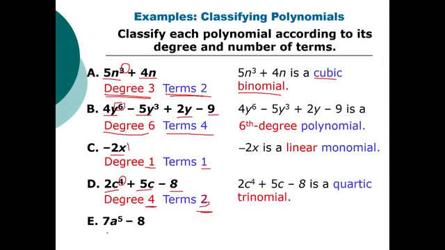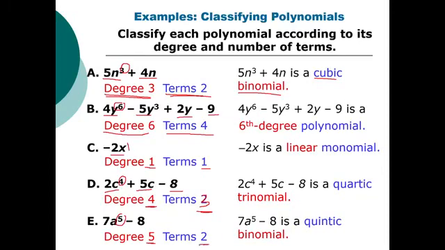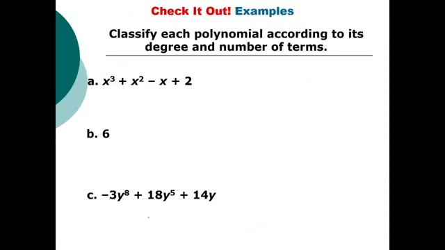And for letter E, 7a raised to 5 minus 8. The degree is 5, and you have 2 terms. So this is a quintic binomial. That's totally right. Let's have more examples. It has a degree of 3, and it has 4 terms. So this is a cubic polynomial.